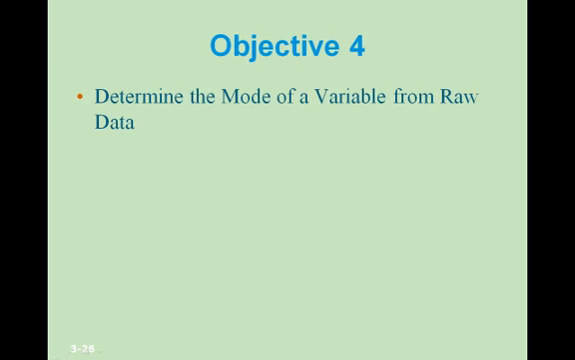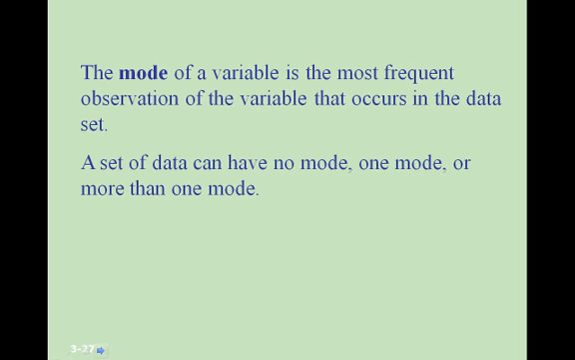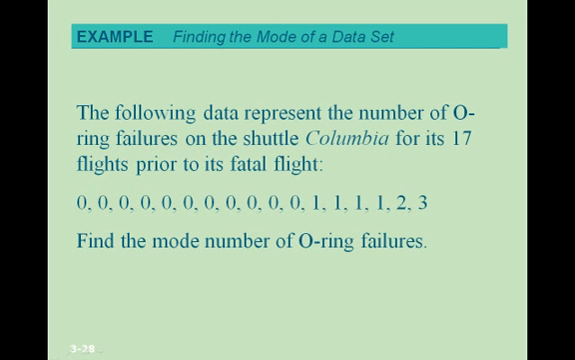Objective 4, we want to determine the mode of a variable from raw data. The mode of a variable is the most frequent observation of the variable that occurs in the data set. A set of data can have no mode, one mode, or more than one mode. If no observation occurs more than once, we say the data have no mode. So let's look at this example. We want to find the mode of a data set.